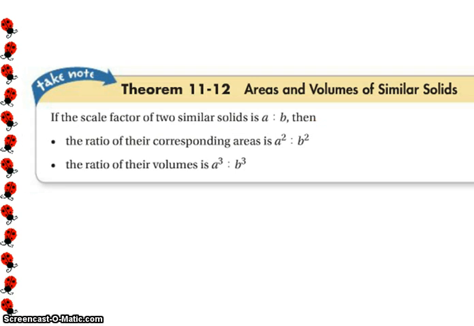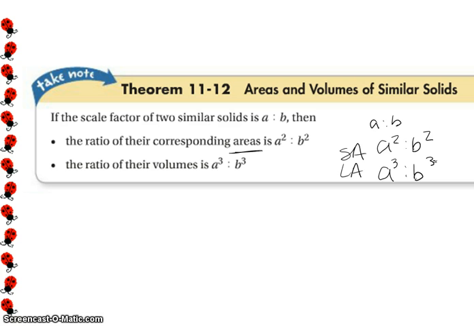And it leads us to a theorem that basically states if I have two similar solids and the scale factor between those solids is A to B, then the ratio of their areas, and when I say area, that could mean their surface areas, their lateral areas, any sort of area measure, is going to be a ratio of A squared to B squared. And if I look at the ratio of their volumes, it will be A cubed to B cubed. So this is interesting.